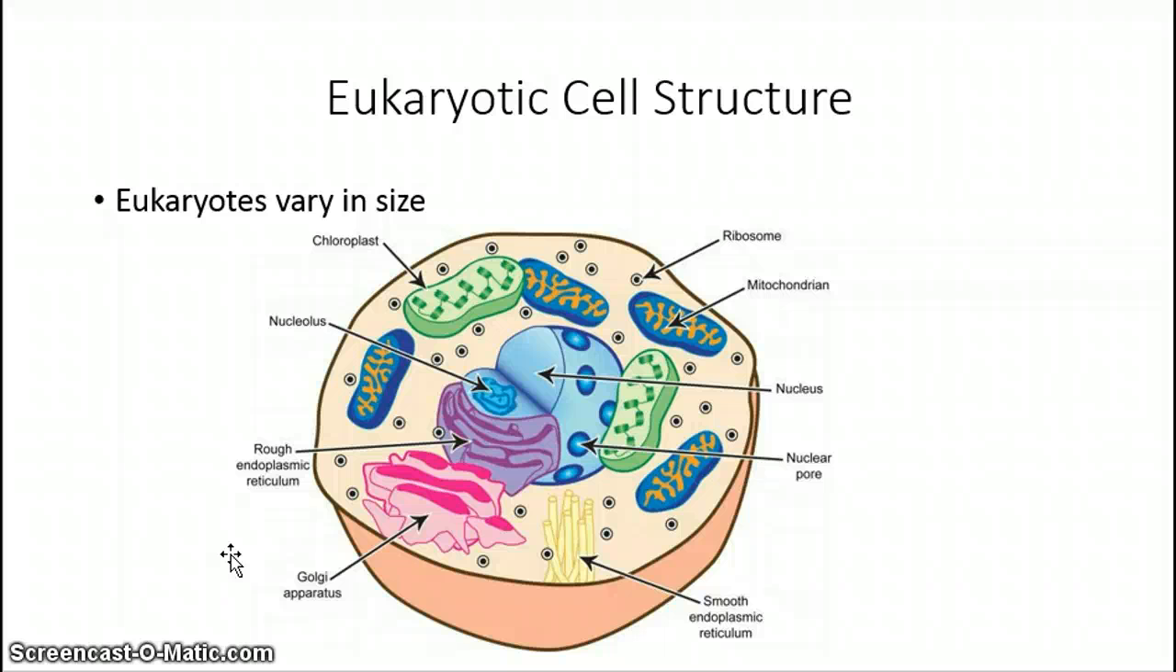Next thing I'll talk about is the pink thing next to it called the Golgi apparatus. The Golgi apparatus processes proteins brought in vesicles from the RER.